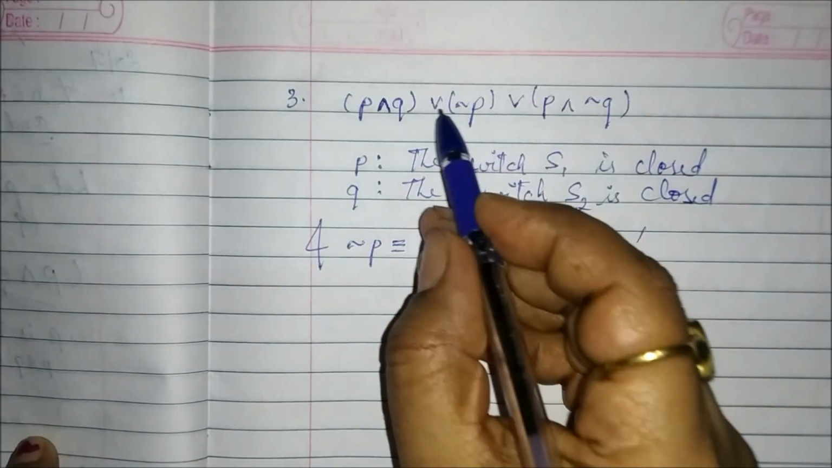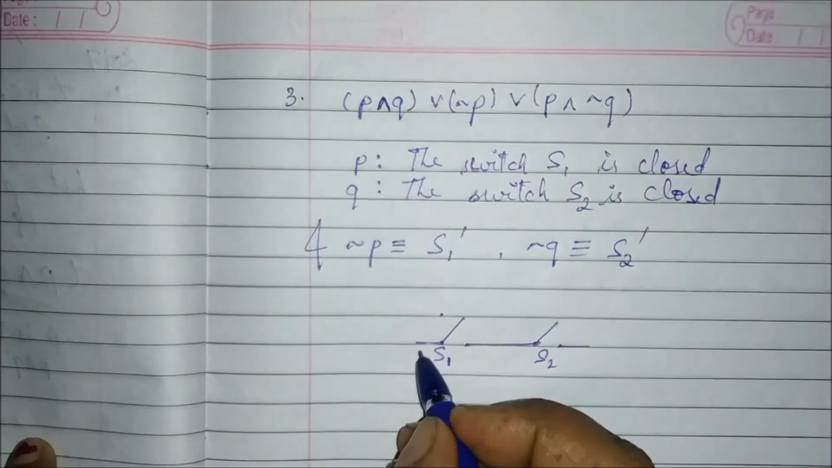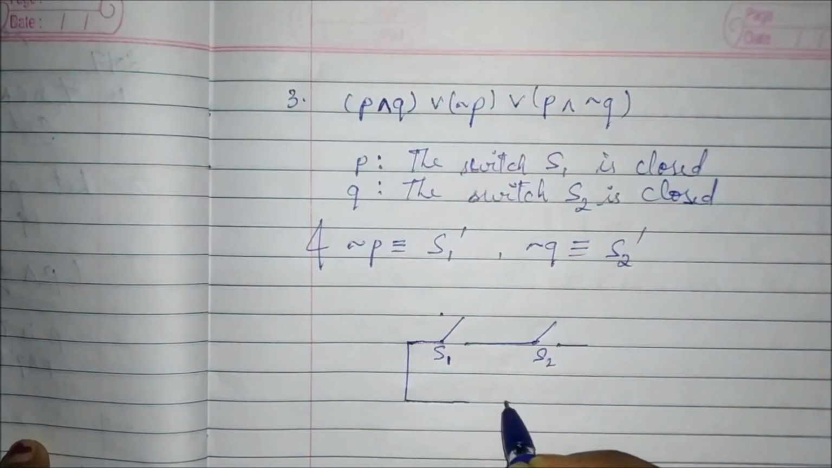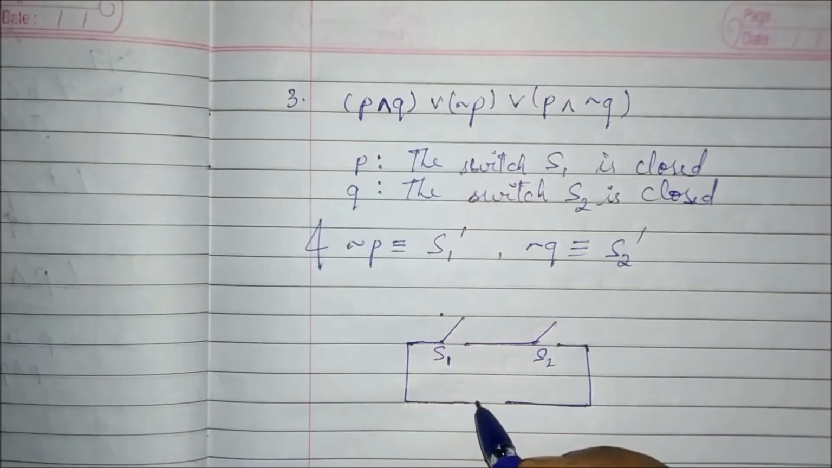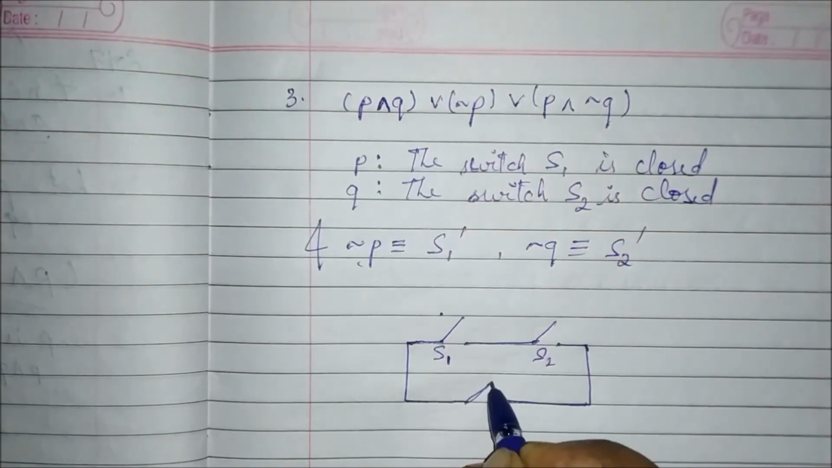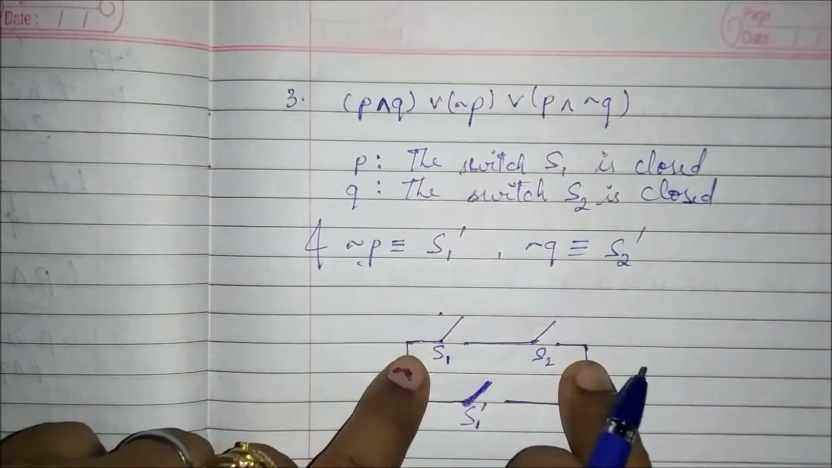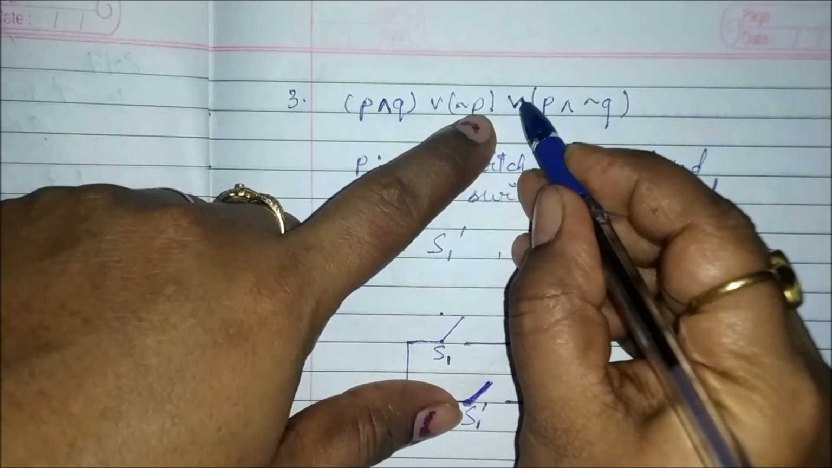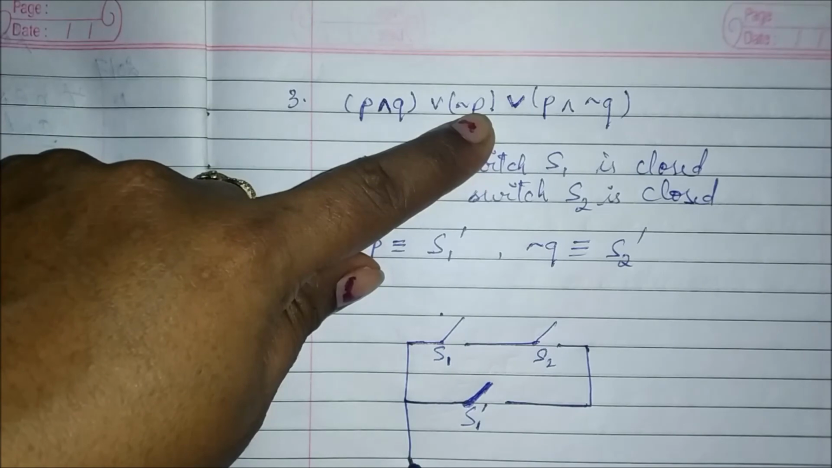Now next, or means we have to connect not P in parallel. Here it is not P, which means S1 dash. So S1 dash is connected in parallel with S1 and S2. Okay, we have done this much. Now again it is a parallel connection.